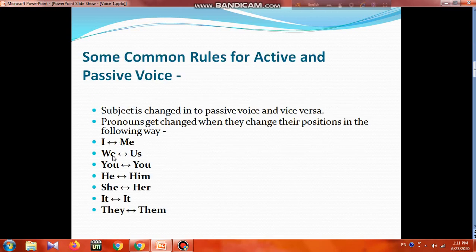Then we learned some common rules. These are the pronouns changing from active to passive: I becomes me, we becomes us, you, he becomes him, she becomes her, it, they becomes them. And always, in case of passive voice, if you want to change from active to passive, the verb form will always be B3.